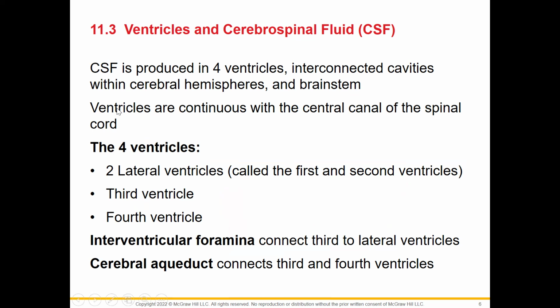So the four ventricles, you have the two lateral ventricles. Individually, we'll call them the first and second ventricle, the third ventricle, and the fourth ventricle. Very simple names. First, second, third, and then fourth. You have the interventricular foramina that connects the third ventricle to the lateral ventricles. So these to these, interventricular foramina. And then the cerebral aqueduct.